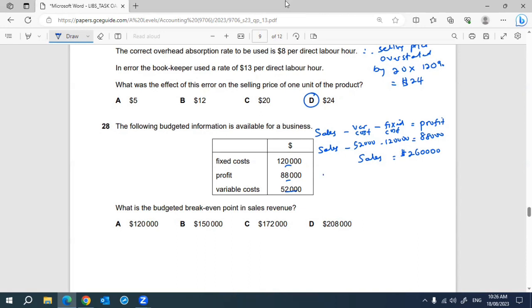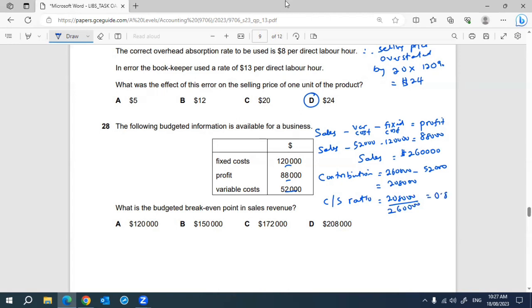Now we need to work out the contribution. That simply means the sales minus the variable costs, which gives us 208,000. From here, we need to work out the CS ratio, which is the contribution over the sales. And this is equal to 0.8.